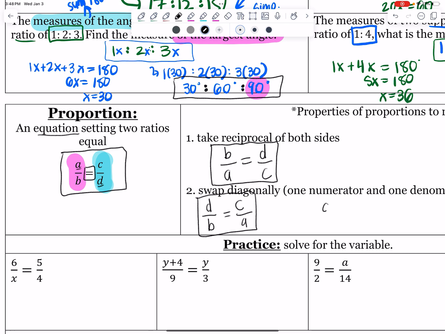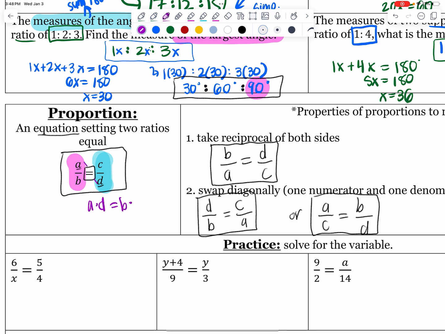Or I can leave the A and the D where they're currently at, and I could switch the B and the C. And we'll look at why this works again in a second. So I'm going to say or. This works because whenever you cross multiply, remember when we solve proportions we cross multiply, this is A times D, and that's going to be equal to B times C. When I cross multiply these two, that's still going to be A times D equals B times C.